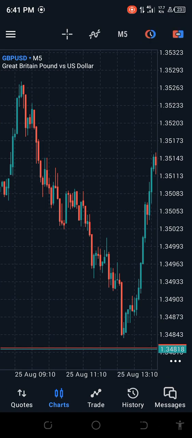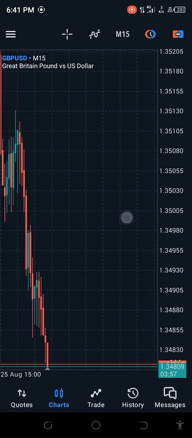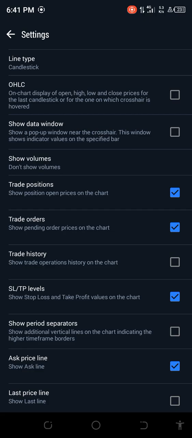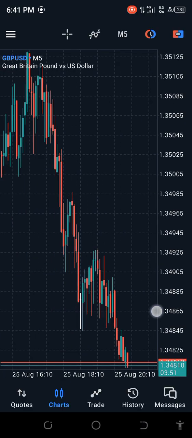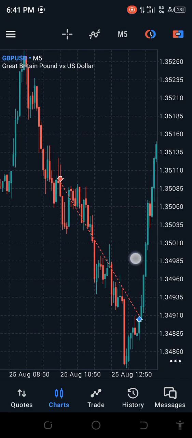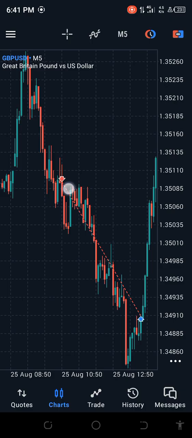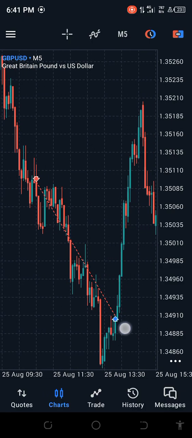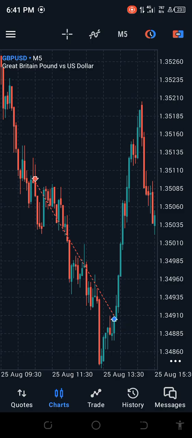GBPUSD. So let me show you what that looked like on my MT5. So yeah, this was a trade. So I took the trade here, and then I exited somewhere around here, and that was just it.